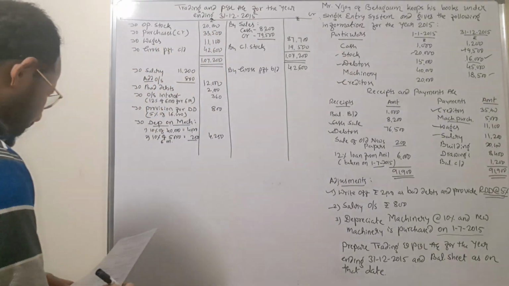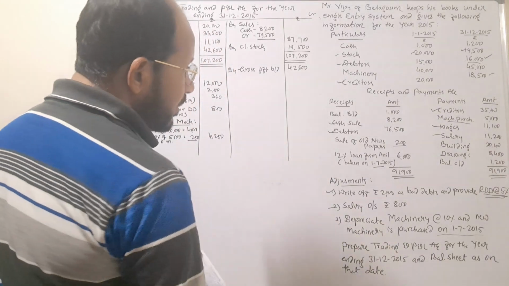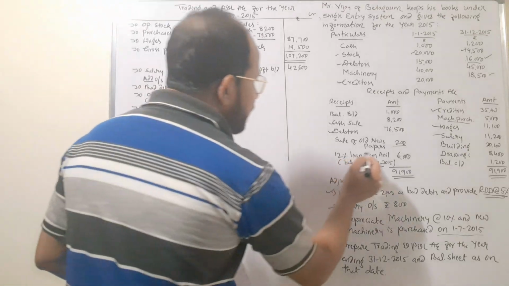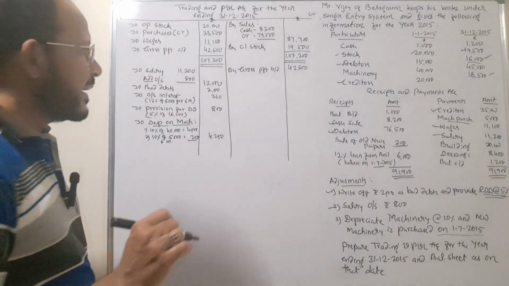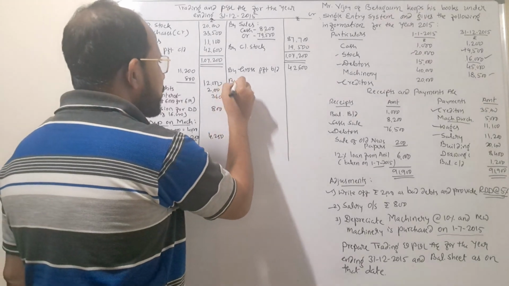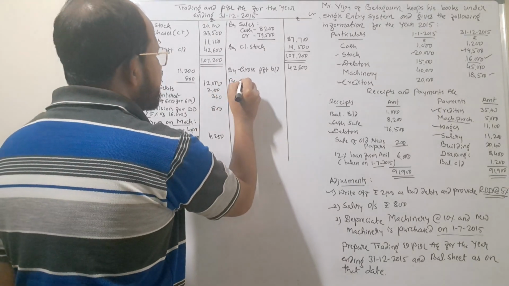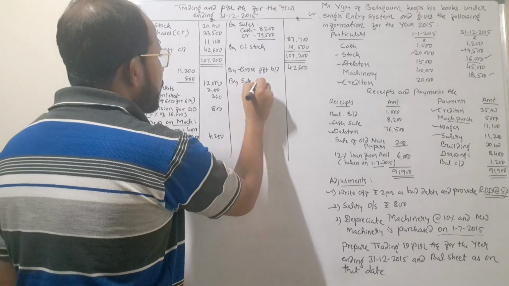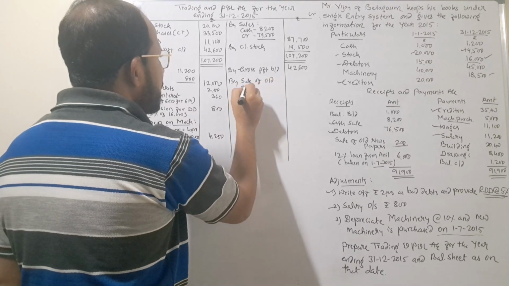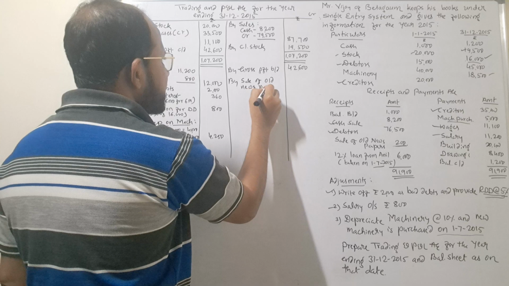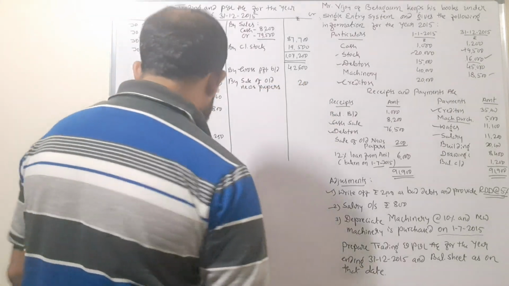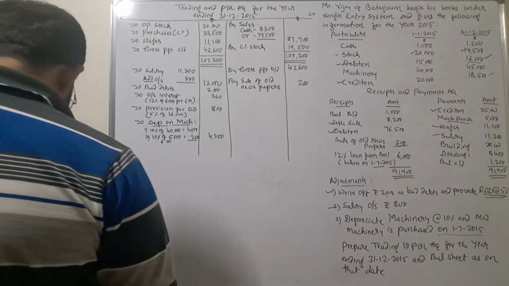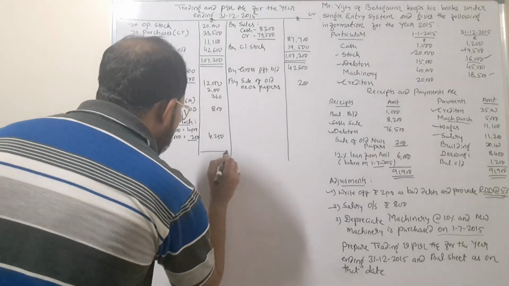Then after this, you see here in the problem they have given the sale of old newspapers rupees 200. This is to be treated as an item of income. Therefore, we have to show it on the credit side by sale of old newspapers, rupees 200. Then these are the items which appear here in the profit and loss account.